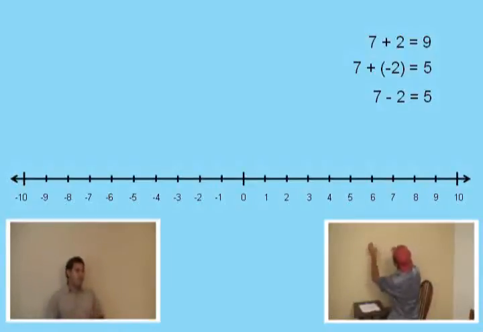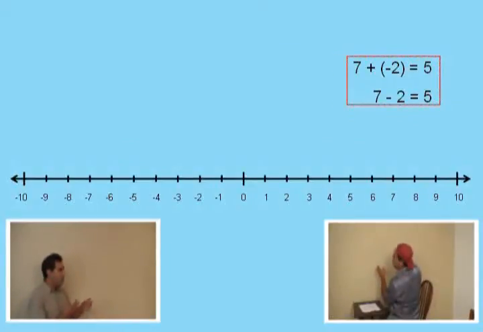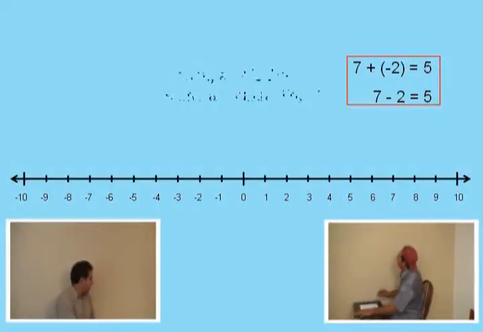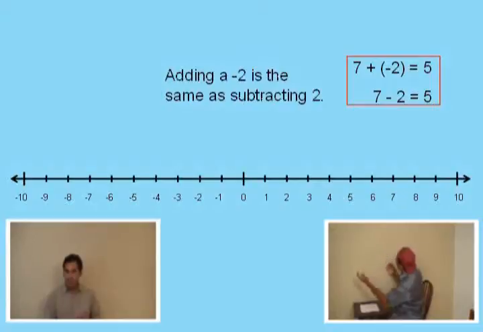So Charlie, what can you say about these two equations? Go ahead and tell me what you're seeing. Well, if you add a negative 2 and negative 2 and minus 7 minus... Okay, class, let me translate for Charlie. Charlie just said adding a negative 2 is the same as subtracting 2. That's what I meant. Yeah, we know, Charlie.